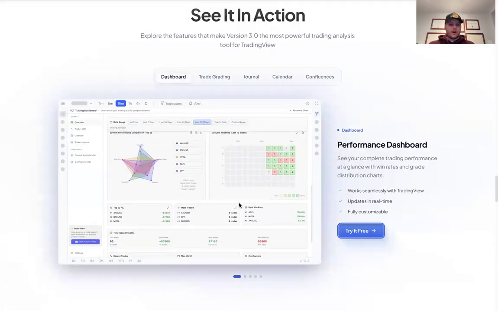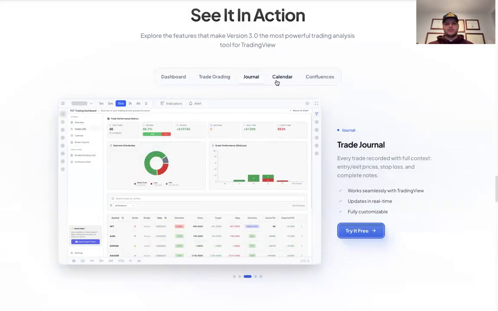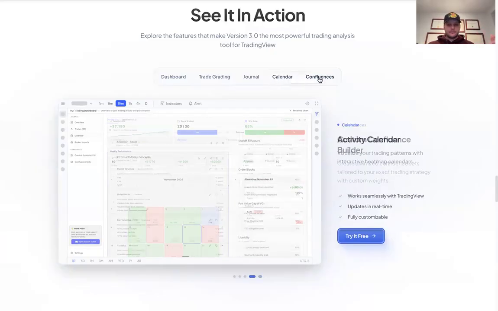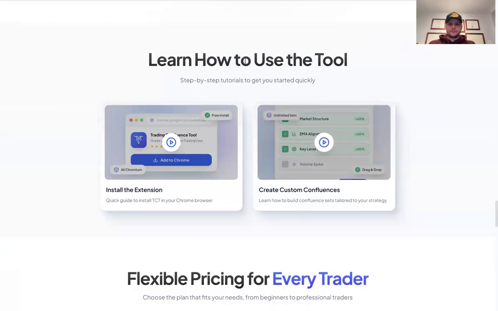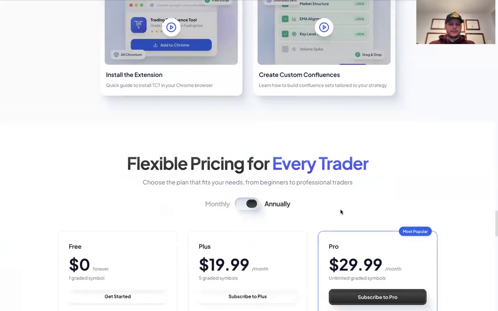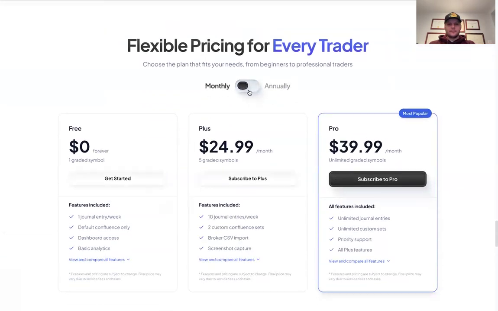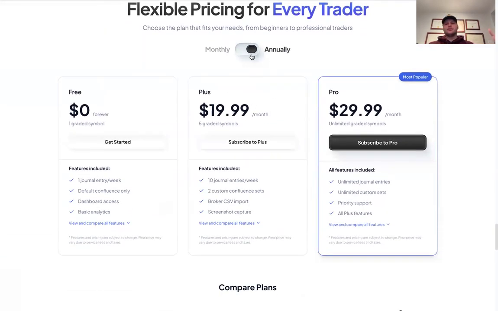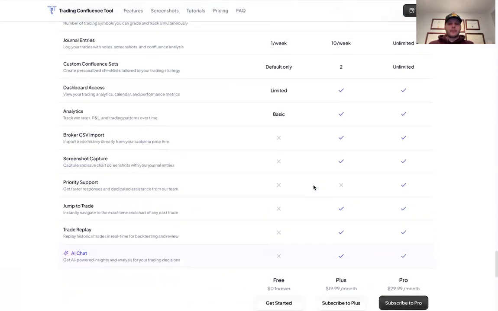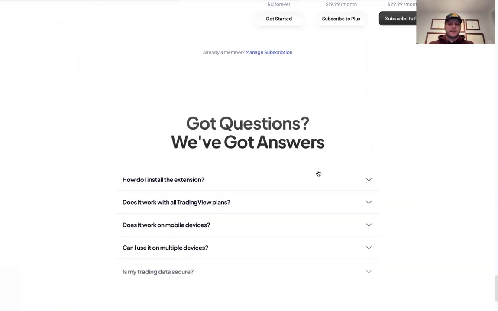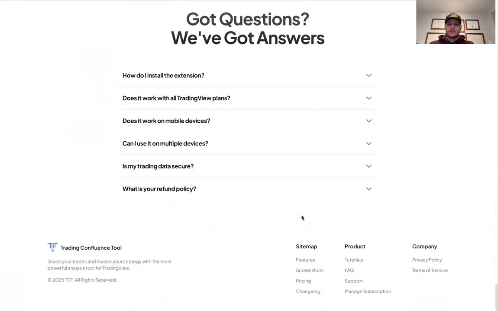And then this is a walkthrough of what the dashboard looks like, how to grade, the journaling, the calendar feature, and obviously the confluences, which are arguably the most important part of the whole tool. Quick how-to videos, and then a new way to get billed. You can choose it cheaper through the annual option. Monthly is going to be a little bit more expensive, but you don't have to commit yourself to something that you're not sure of. And then you have your annual option. This compares all the stuff you need to compare, and if you have any questions, you can go through here.